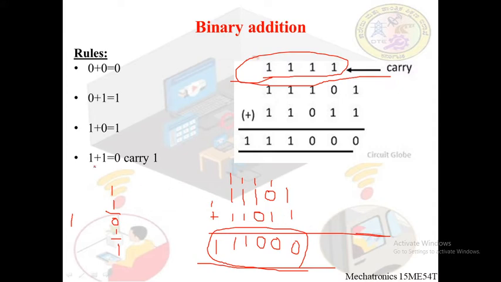Only thing we have to understand is 1 plus 1 plus 1 is 1, and it generates a carry 1. When we have 3 ones, we can split it into two parts. Let us say 1 plus 1 generates 0 and carry 1 separately. Now this 0 added with this one will give us 1. This carry remains as it is. Very simple logic. Only thing is we have to be very strong with this fundamental.